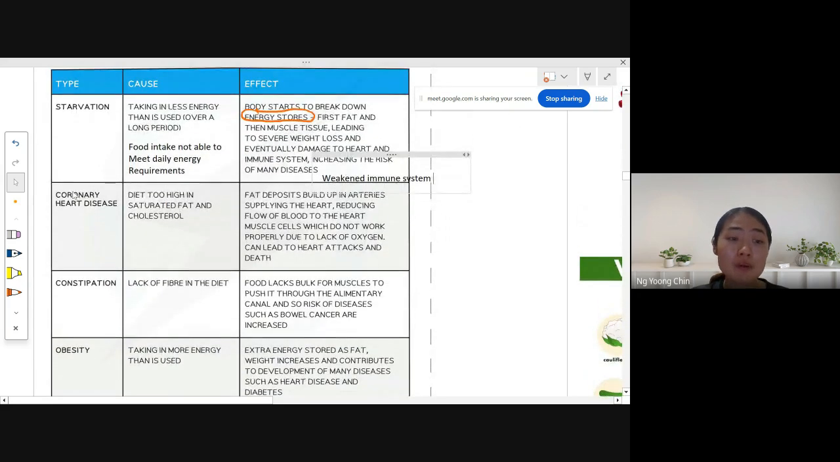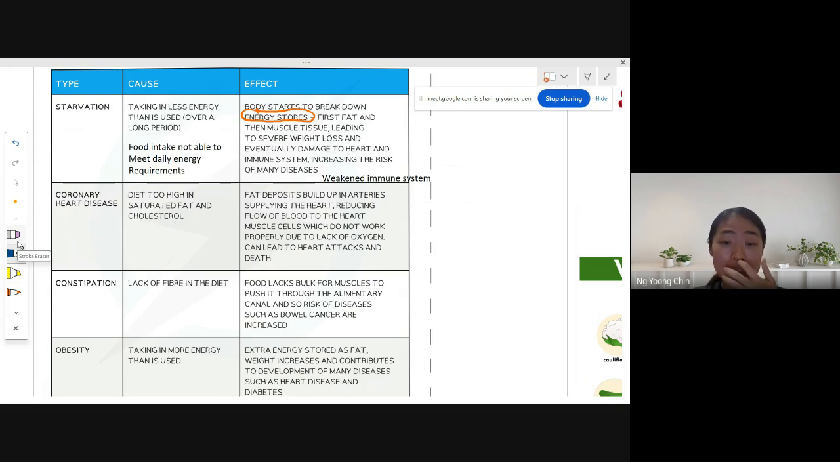Then what is meant by coronary heart disease? Coronary heart disease in Chinese is called 心血管疾病. Okay, 心血管疾病. So usually it is caused by diet or other factors, but diet plays a very contributing role in the development of coronary heart disease. It means a diet too high in saturated fat or cholesterol. Maybe someone eats McDonald's or KFC every day, which is a very high oily diet.